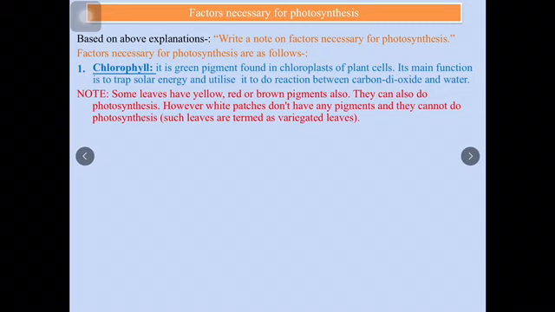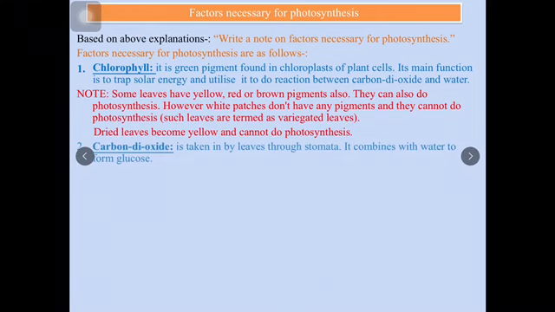However, white patches don't have any pigments and they can't do photosynthesis. Such leaves are termed as variegated leaves. Dried leaves become yellow and they cannot do photosynthesis. Carbon dioxide is taken by leaves through stomata. It combines with water to form glucose.